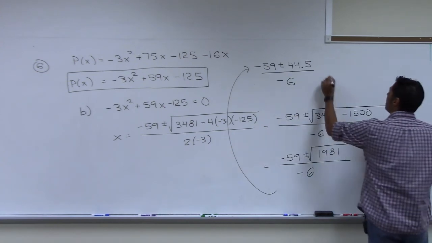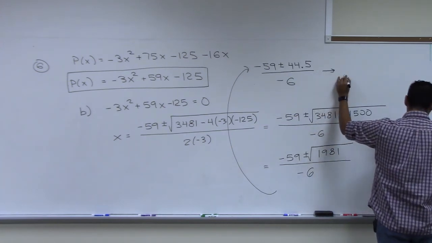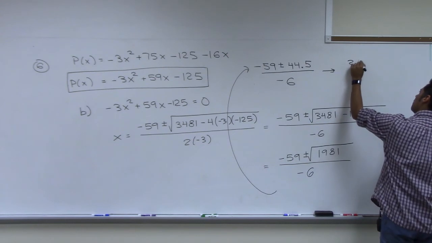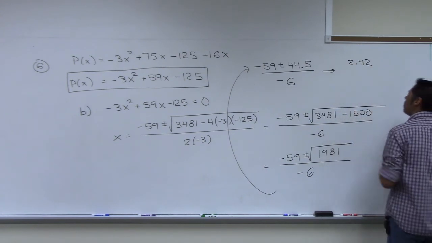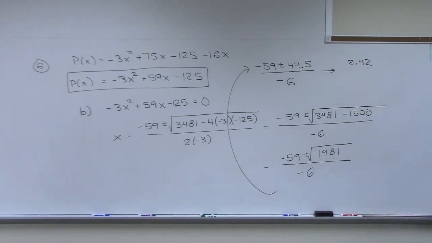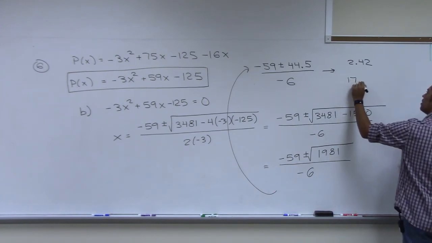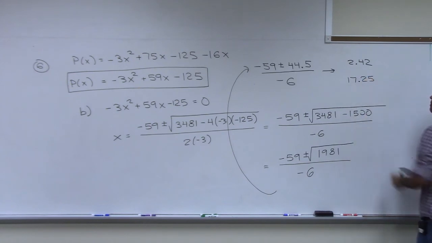The two answers I get from this are 2.41 something. I'm going to say 2.42. And then the other answer I'm getting, 17 point what? 25? 17.25? I'll trust y'all on that. Okay.